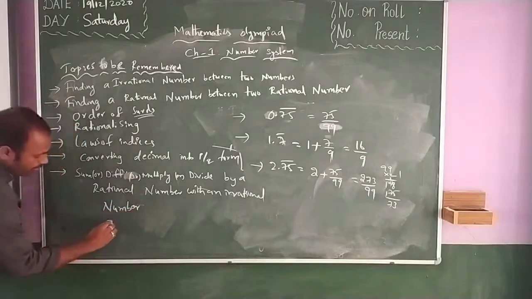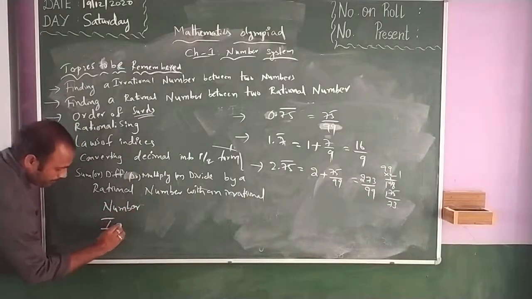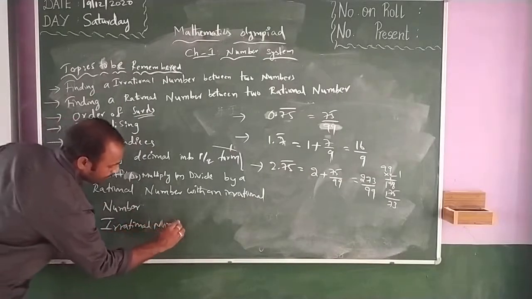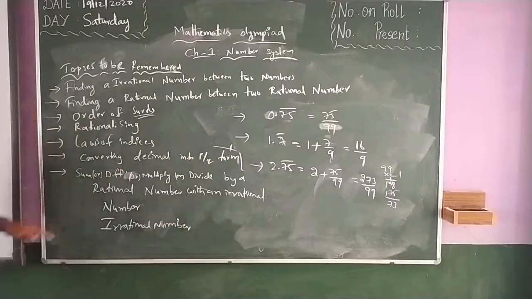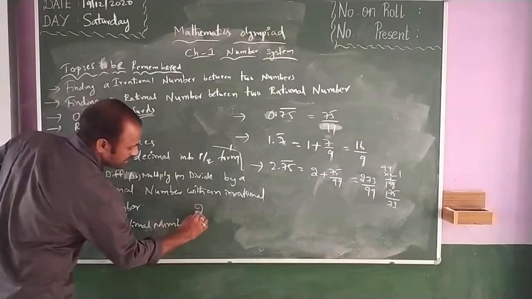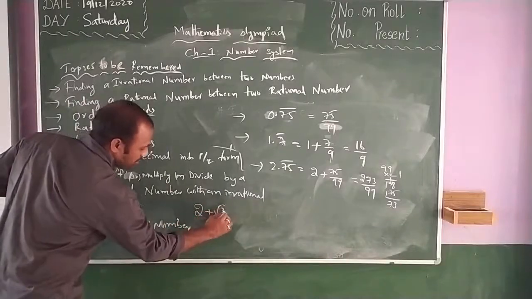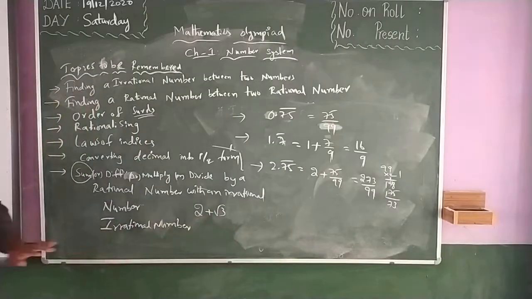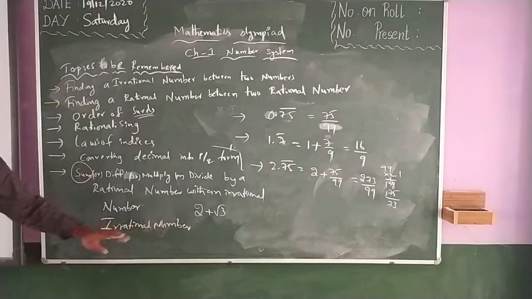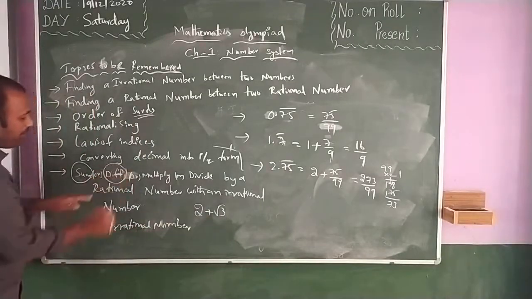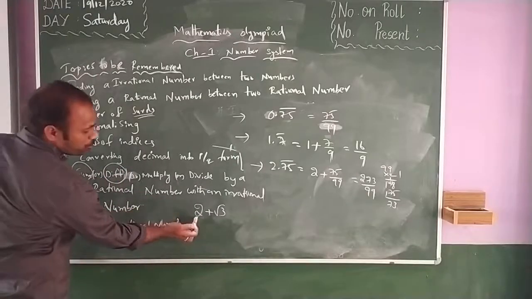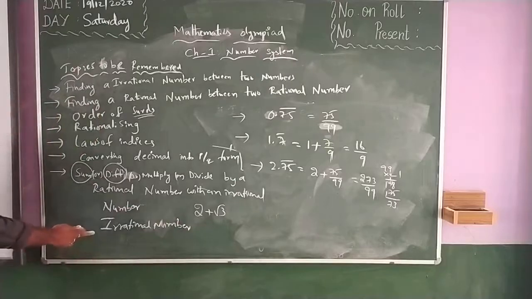So the result will be an irrational number only. For example, if I take 1 as a rational number and root 3 as an irrational number, and I add 2 plus root 3, then the final answer will be an irrational number only. Same case with subtraction: if I do 2 minus root 3, I am going to get the final answer as an irrational number.